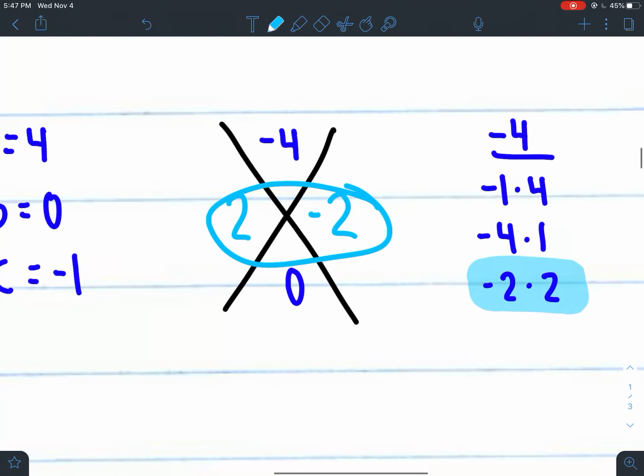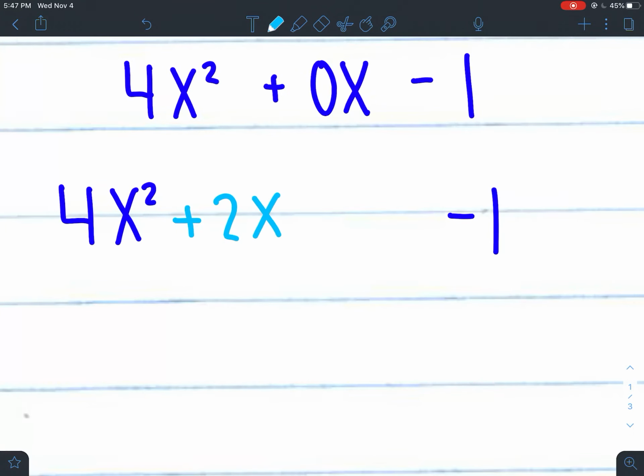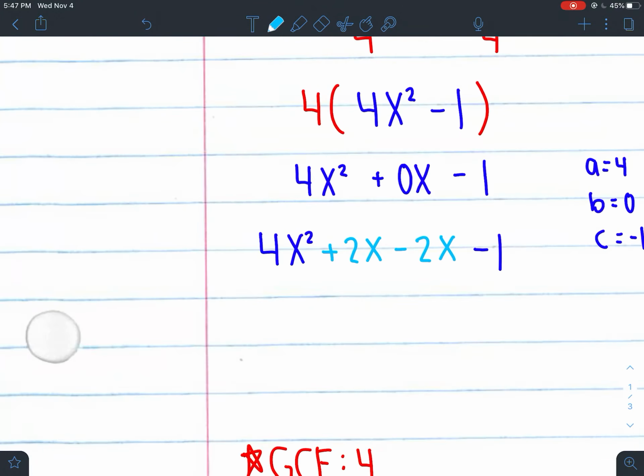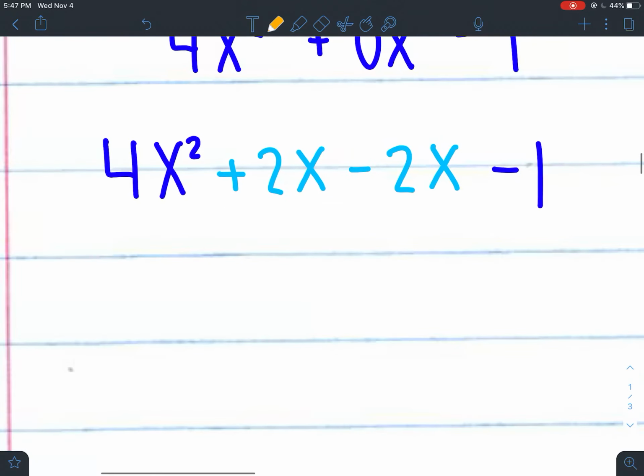If I multiply those together, it makes negative 4, and then it adds to 0. So this is exactly what we need. So I'm going to put positive 2x and then minus 2x here. Okay, so moving on, once we get to this step, we can factor by grouping. You can only factor by grouping with 4 terms.